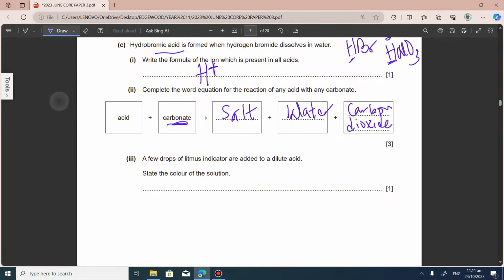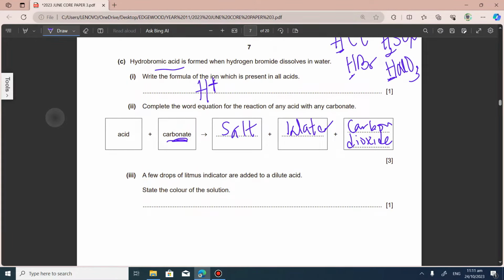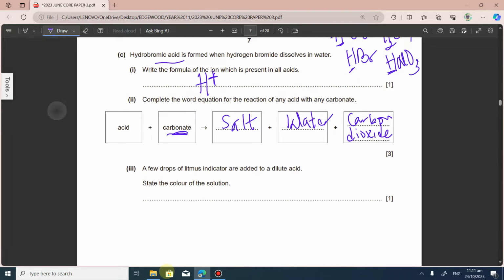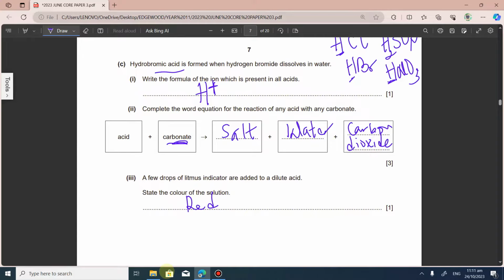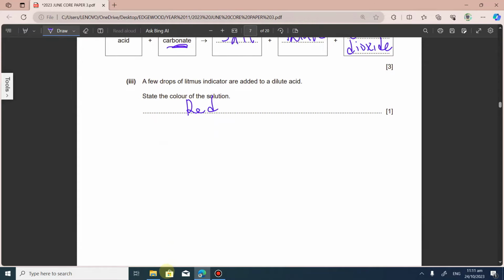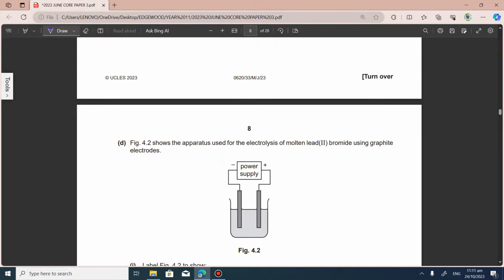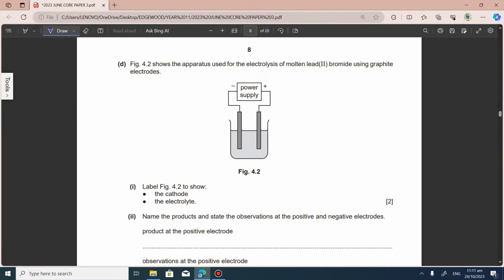Next question says, a few drops of litmus indicator are added to dilute acid. State the color of the solution. Of course, the color of the solution is going to be red. This is under the acids, bases, and salts. When you look at the indicators and their colors in different mediums, it is red for the acid. Okay, so let's move forward to this question.